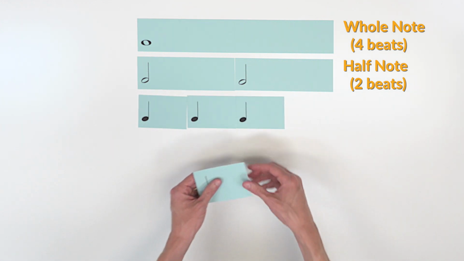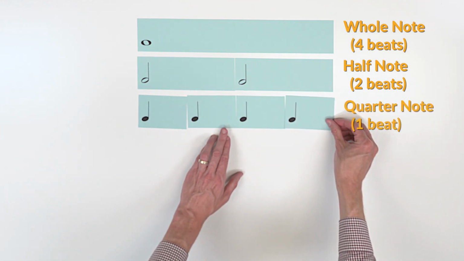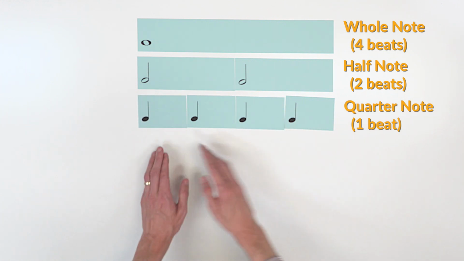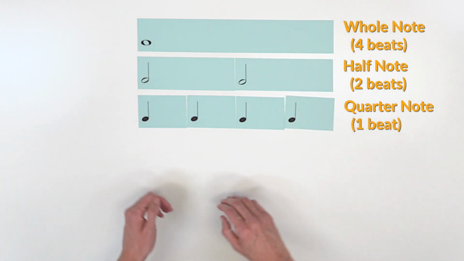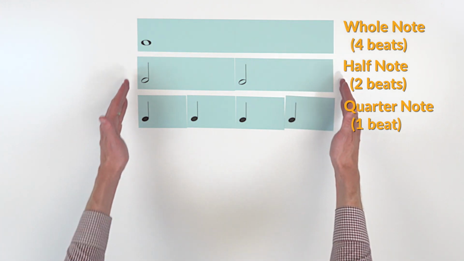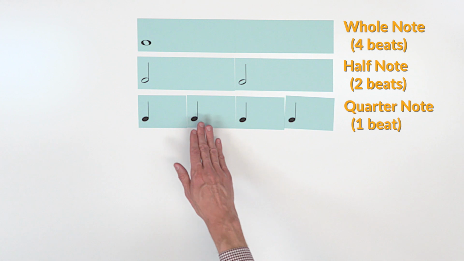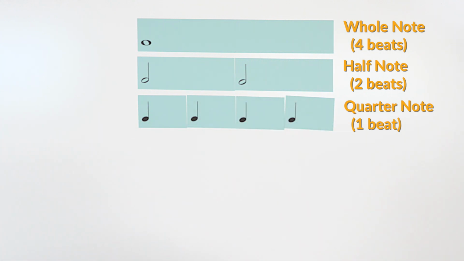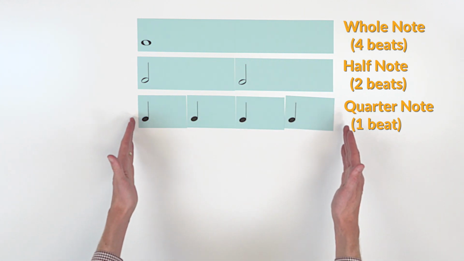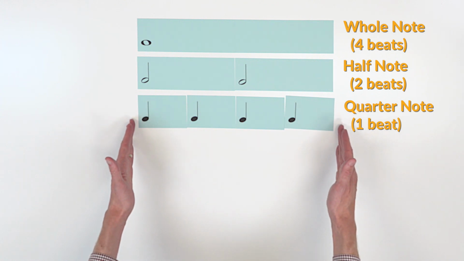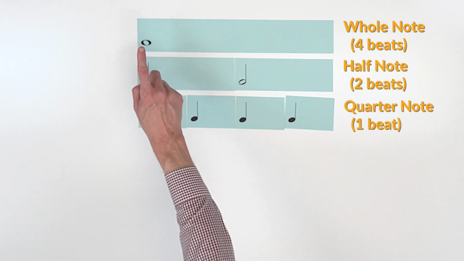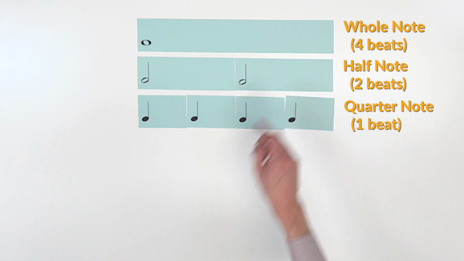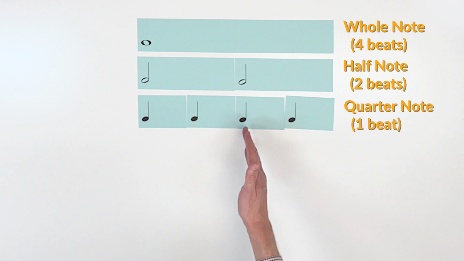Now, quarter notes are each worth 1 beat, which means that if you had 4 quarter notes, it's the same value as a whole note, which is also the same value as 2 half notes. Ta, ta, ta, ta. To say that another way, the time it takes to do 4 quarter notes is the same amount of time it would take to do 1 whole note. So if you say 4, while I say ta, ta, ta, ta, we should finish at the same time.